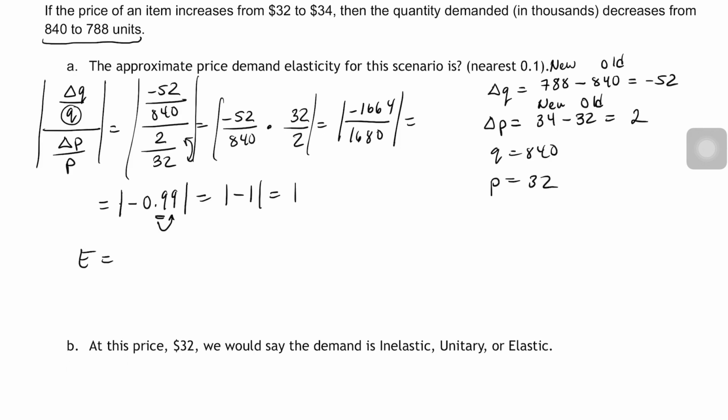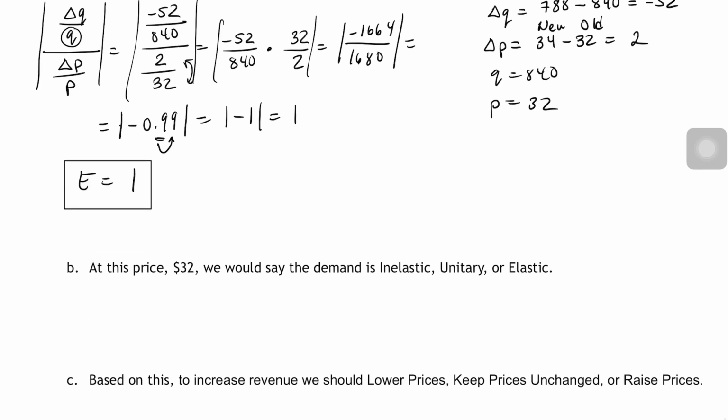So we're saying that elasticity in this case is 1. Again, this is already after we rounded, right? This is how they want us to take this number, already in the rounded value. This is our conclusion: the elasticity is going to be 1. All right. At this price, 32, we would say that the demand is inelastic, unitary, or elastic. So it's going to be unitary, since E equals 1, right?